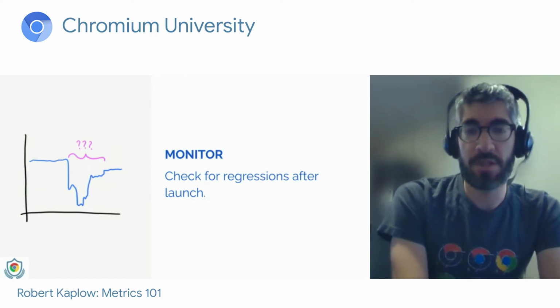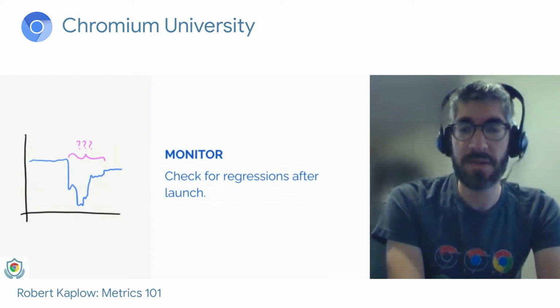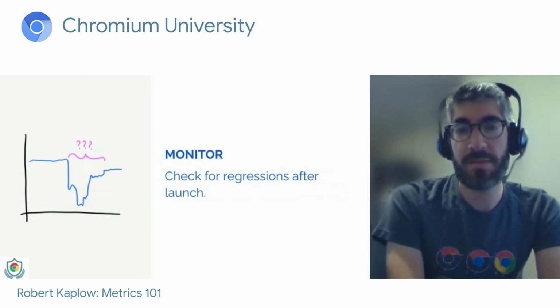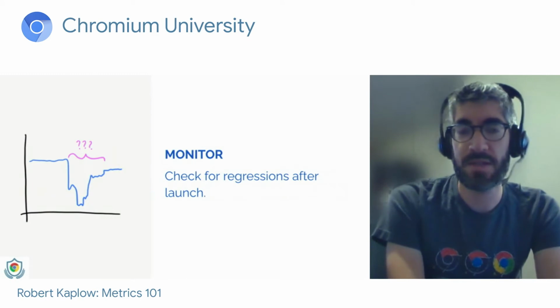So you may have launched the feature, but you want to make sure things don't regress later. It's possible things may look very good at launch time, but then there may be surprising things that happen later. We recommend using automatic alerting on these metrics, so you can be triggered automatically if there's any regressions.